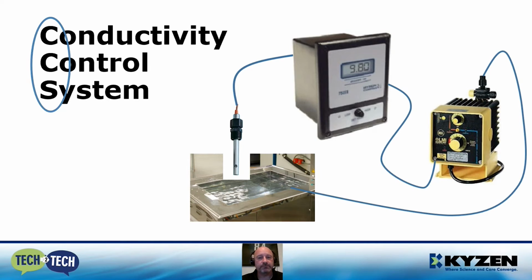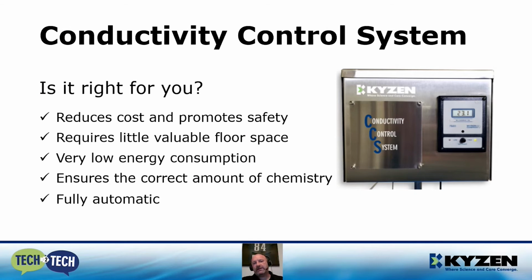amount of concentration. So let's take it all the way back to the start. Is a conductivity control system right for you? Well, it reduces costs and promotes safety within your environment. It reduces cost because we're trying to not have an employee stand next to a device and take constant readings to make sure that your concentration is correct. You know what concentration cleans your material sets. We're trying to alleviate that and have a machine do that for you.